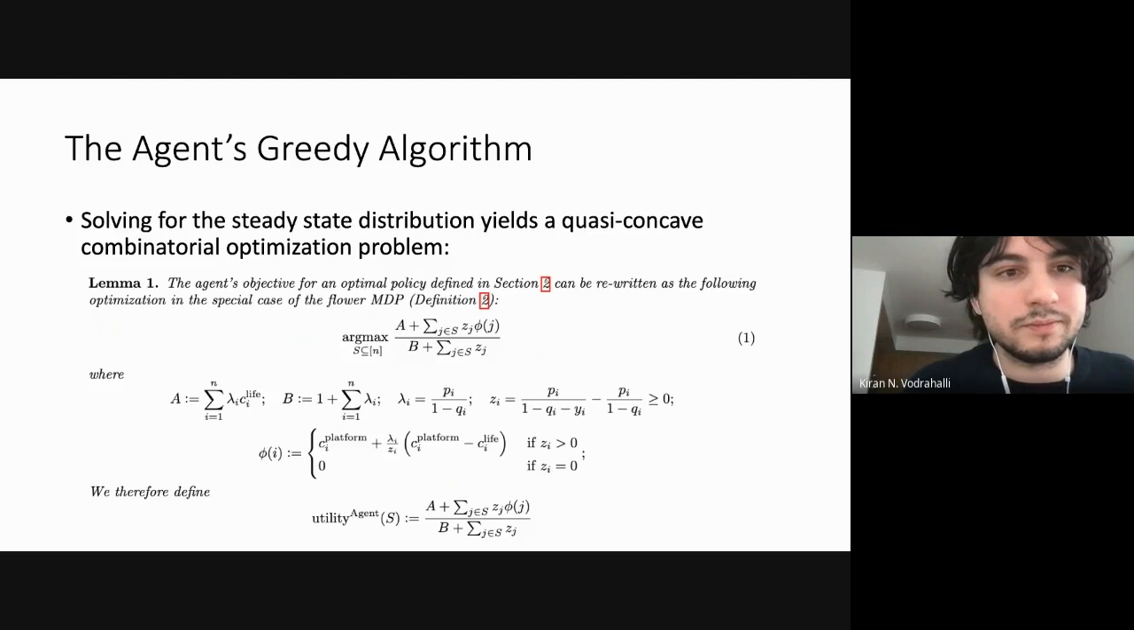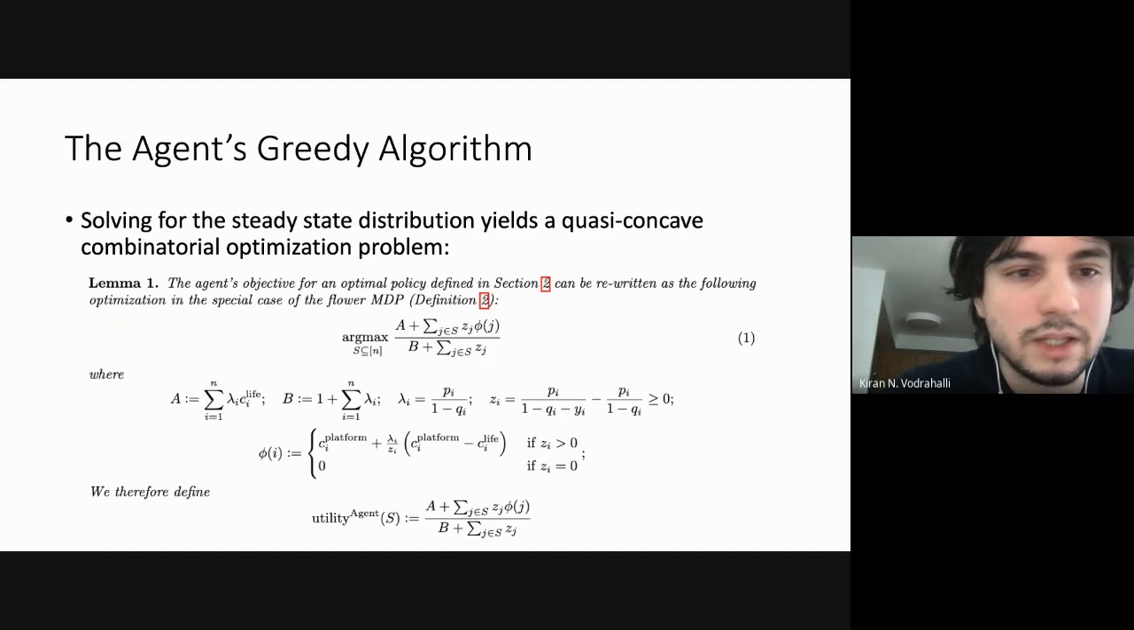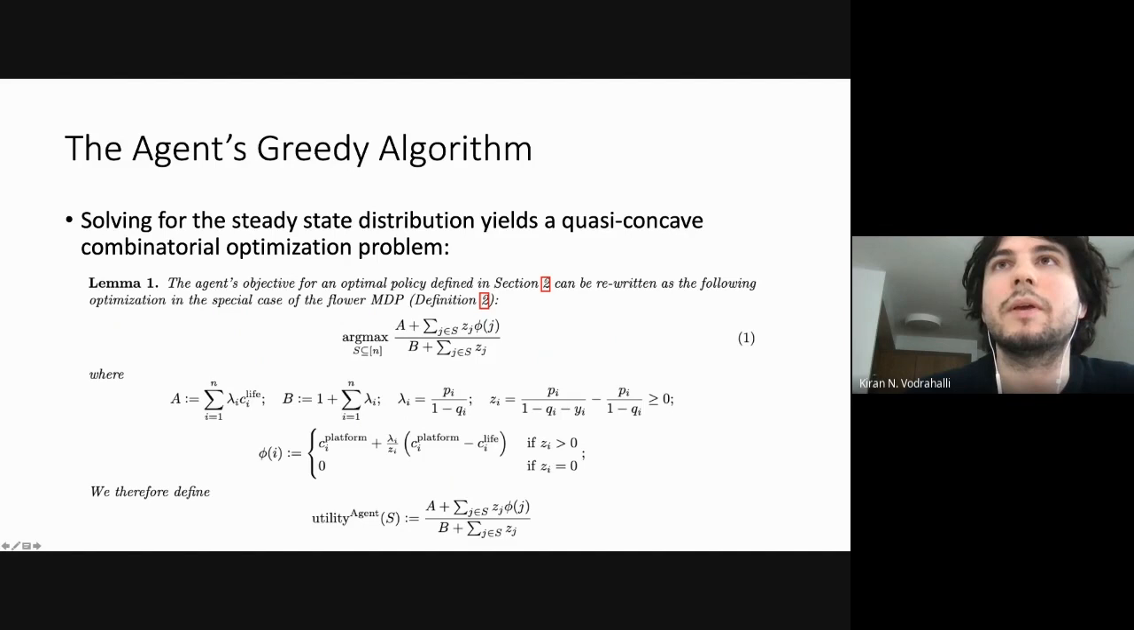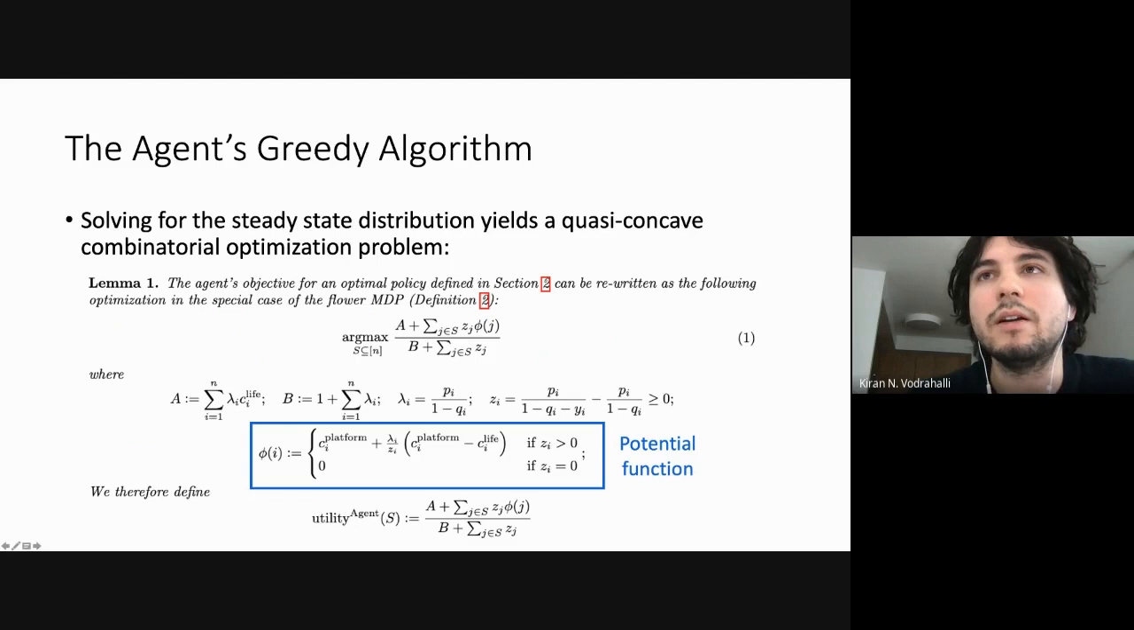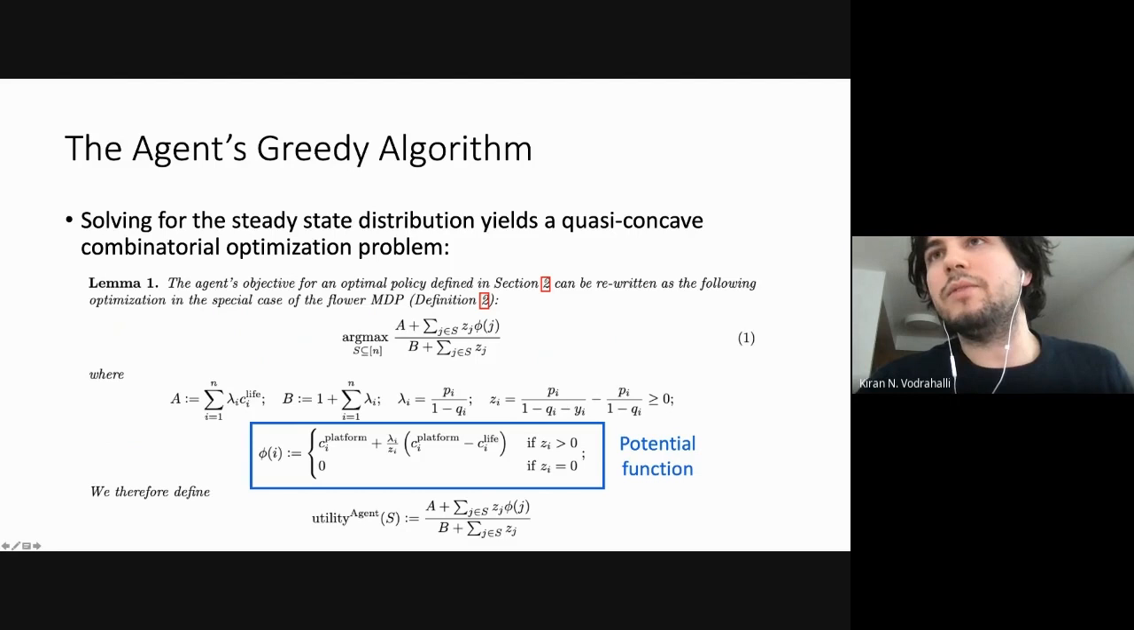First, what you can do is solve for the steady state distribution, given some choice of platforms. For the flower MDP, it turns out that this has a closed form solution, which looks like a quasi-concave combinatorial optimization problem, which I've written right here. There are a lot of terms here, but the main thing is you should think of this term here as basically the utility of the agent. S is a subset of the end states where you build the platforms. These phi of j's are going to be this potential function right here. And these z_j's are basically looking at the steady state percentage times if you have the y_i versus if you don't have the y_i.